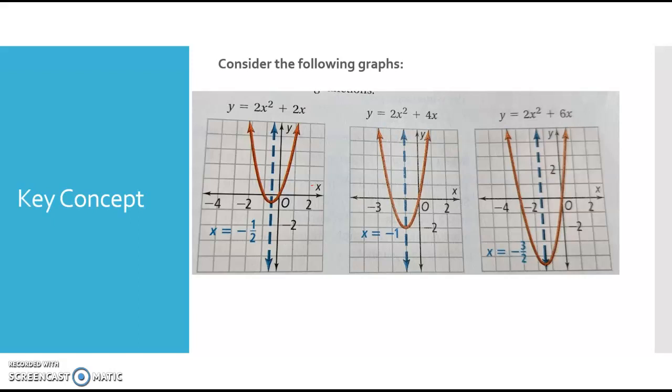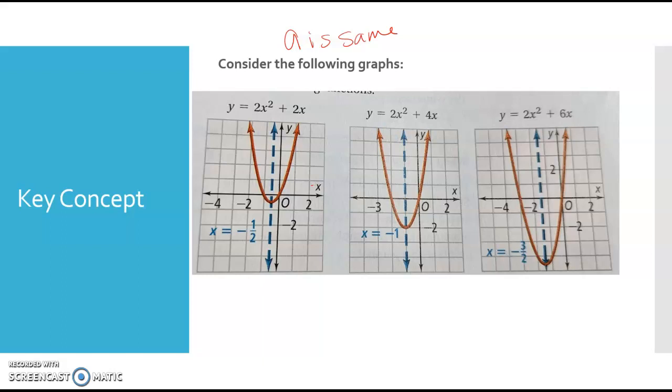So consider the following graphs. We have y equals 2x squared plus 2x, y equals 2x squared plus 4x, and y equals 2x squared plus 6x. Notice that the a is the same for all three of these. Technically they're not getting any wider. Some of it looks wider just because of where the graph is, but if we were to place them all at the same vertex, they would all be the same graph.